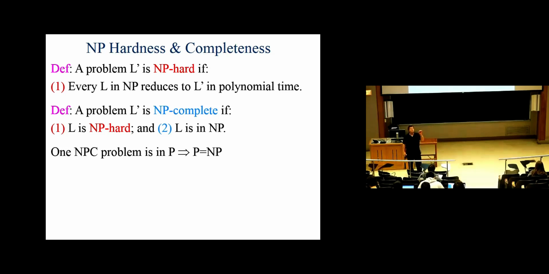Which makes an NP-complete problem, in some sense, the hardest problem in NP. And it's not unique. There could be many other problems in NP that are also NP-complete that have this property, that everything in NP reduces to them in polynomial time. So in terms of pictures, here's the class P, and this is a class of languages.